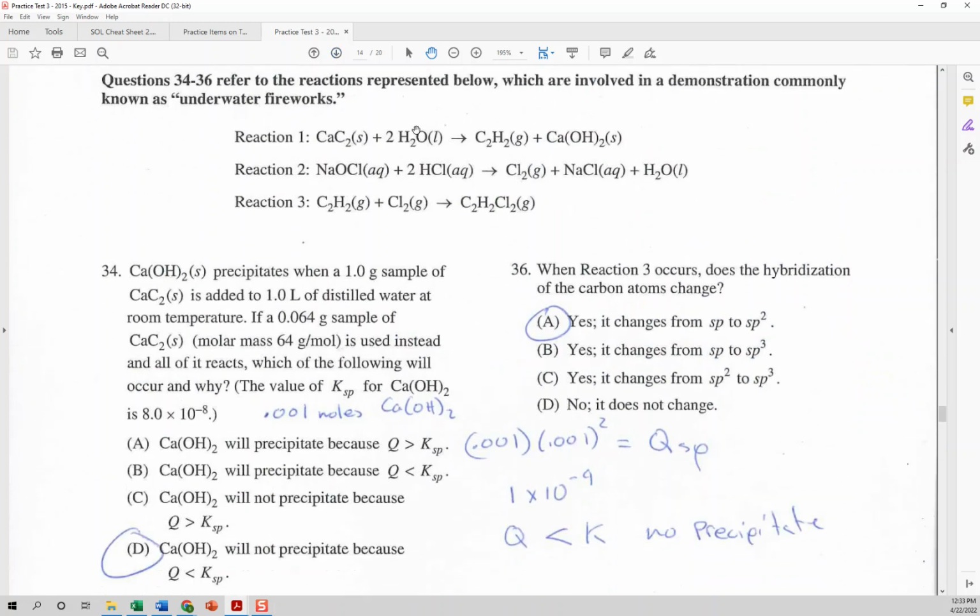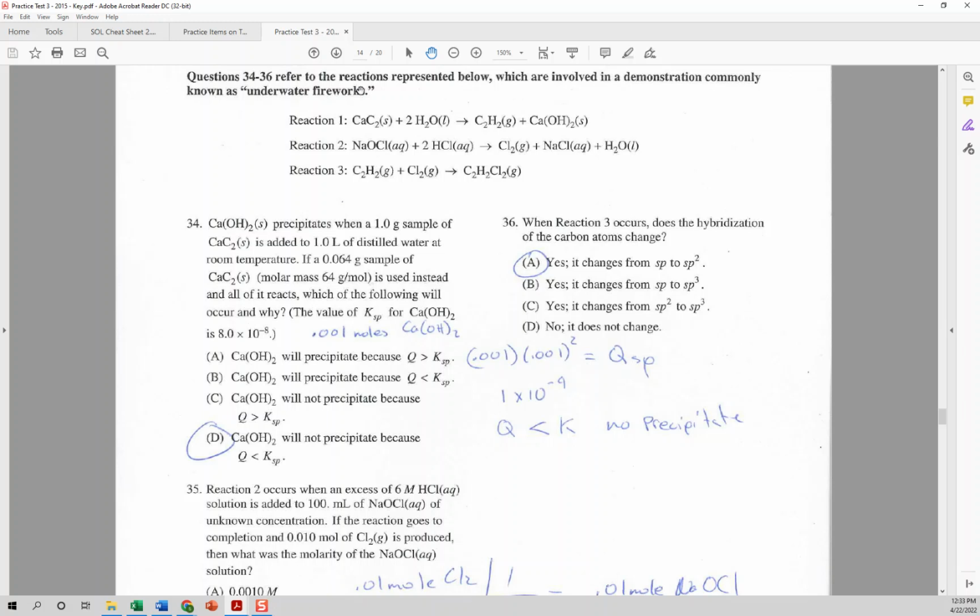All right, here we've got these 3 reactions. It doesn't matter that this is a demonstration called underwater fireworks. Just answer these questions. Calcium hydroxide precipitates when 1 gram of calcium carbide is added to 1 liter of distilled water at room temperature.